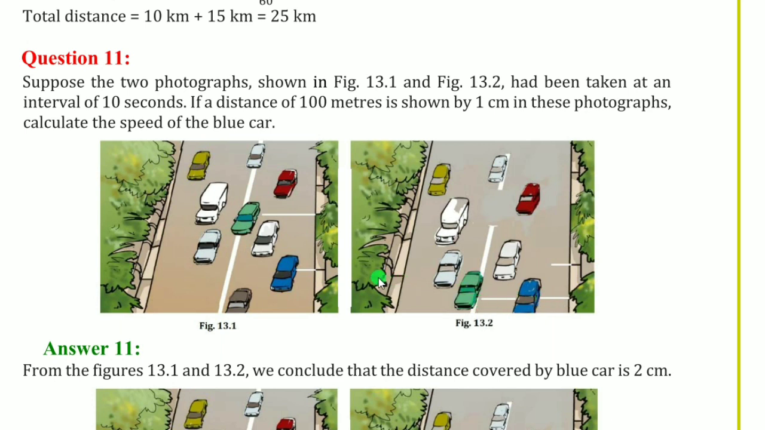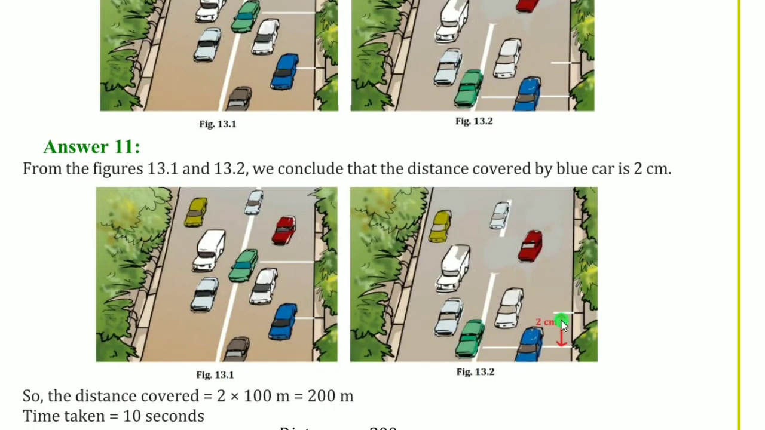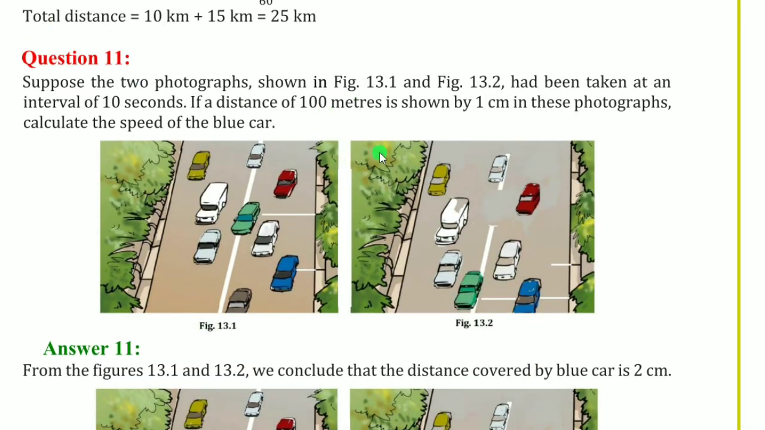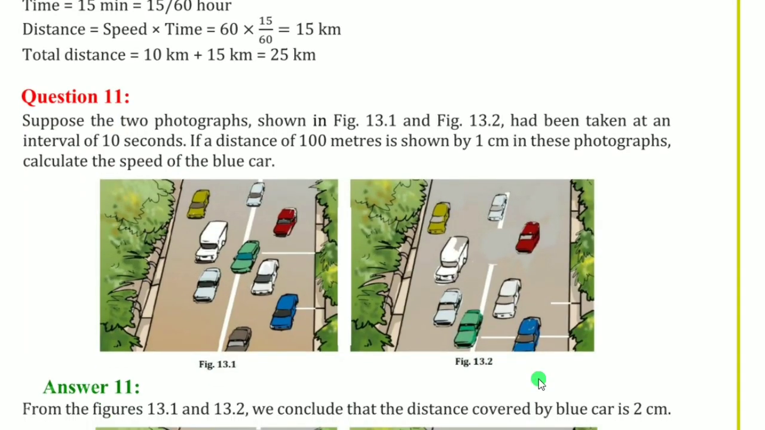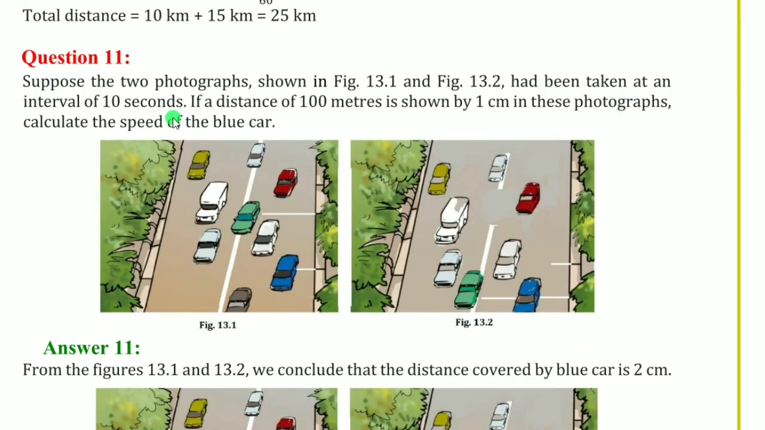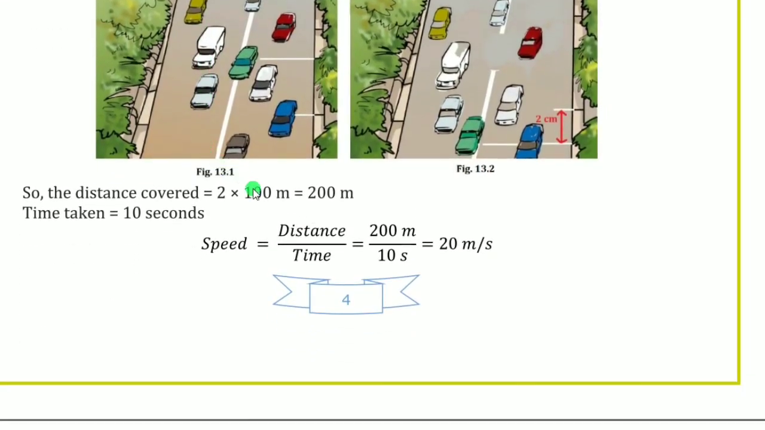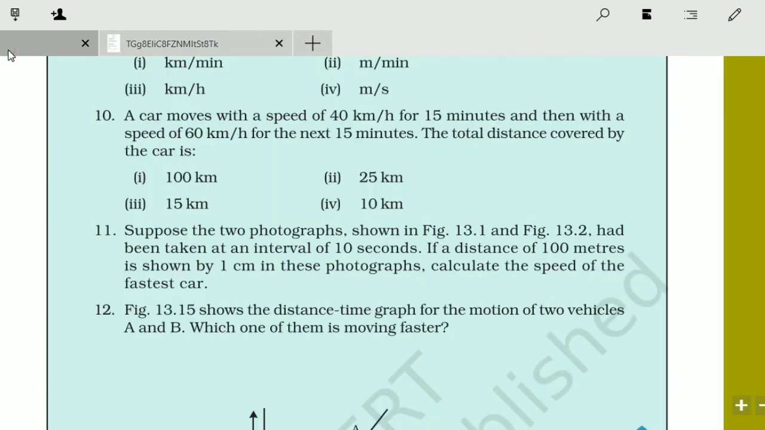So what is the distance from this to that? You have to find it out, and it is showing 2 centimeters. Each and every centimeter is 100 meters, so 2 centimeters will be 200 meters. It is taking 10 seconds to travel that distance. So distance is equal to 200 meters, and the time taken, already given by the NCERT book, is 10 seconds. So 20 meters per second will be the answer. Now go to the next question.